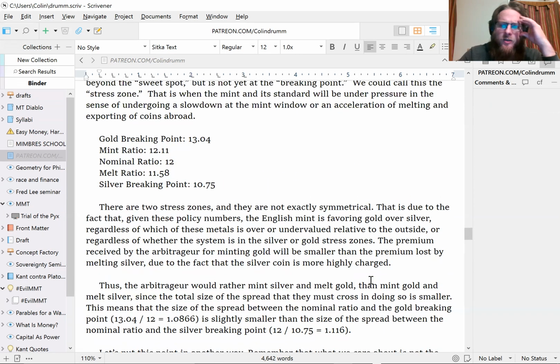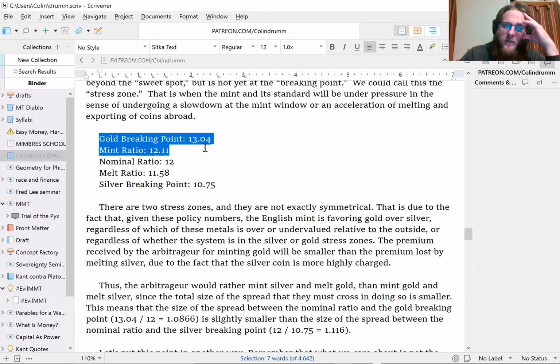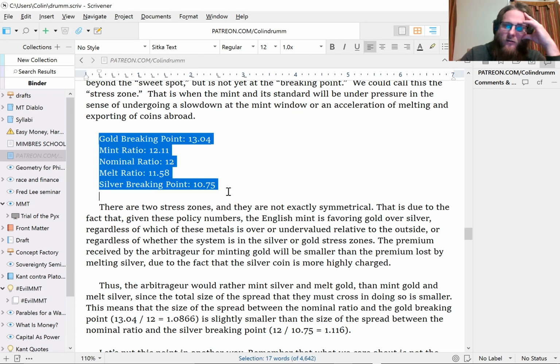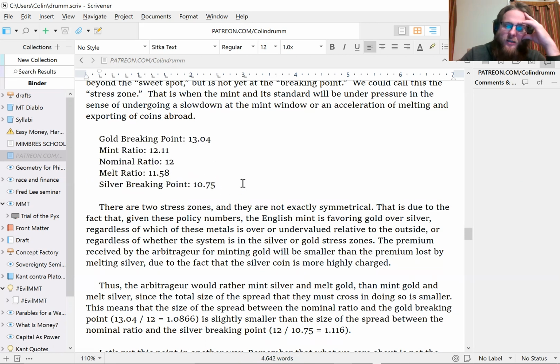And so the consequence of this is that the market externally could move in either direction. It could be that silver is becoming more expensive and we move down here, or it could be that gold is becoming more expensive and we move up here. But regardless of which side we're on, gold is still favored in its own terms at the English mint. So this creates an asymmetry. So there's actually a difference.